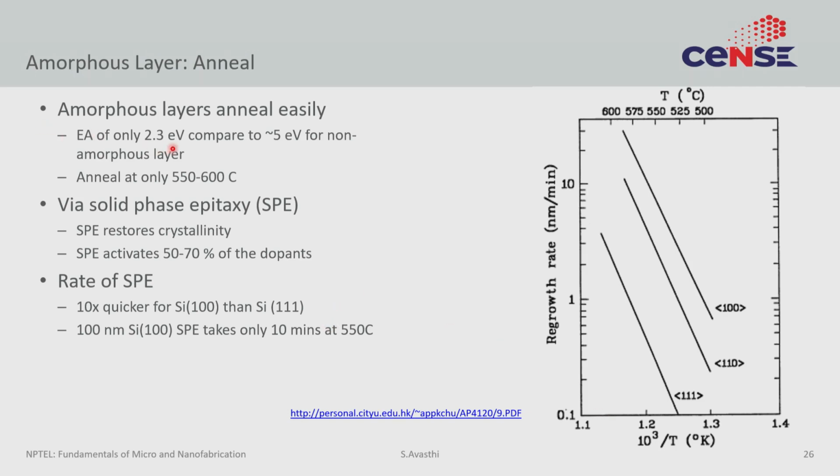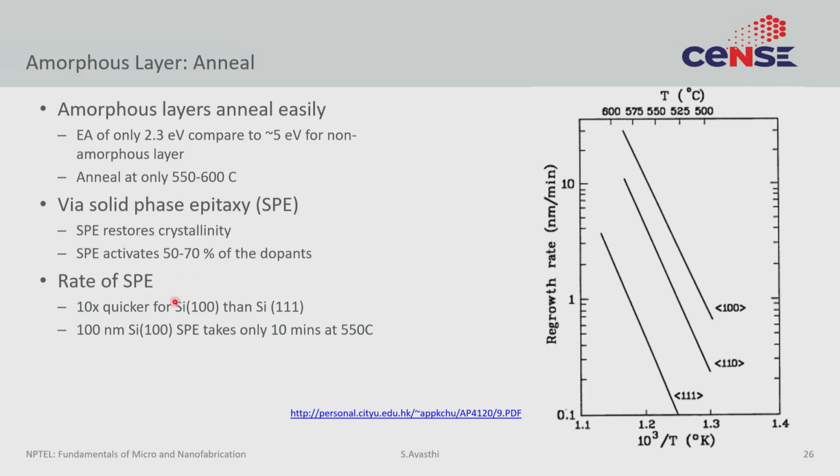So, at very low temperatures, around 550 or 600 C, this amorphous silicon layer gets annealed away, or the damage can be annealed away. It goes through a mechanism called solid phase epitaxy. The solid phase epitaxy restores crystallinity. So, you remake your crystalline silicon at very low temperatures, which is good, but it also activates around, say, 50 to 70% of your dopants, which is a relatively high number.